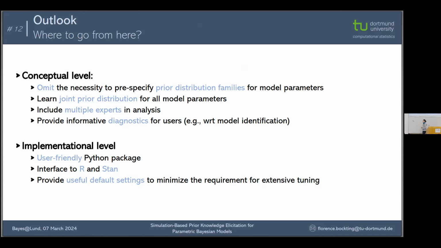And then it would be nice, of course, to have very useful default settings. The method is very flexible, and this is a nice thing, but it can be a burden. When, for example, the method is very new, you don't know how to really customize it. Then it's important to have useful default settings so that you don't have an extensive tuning phase, which is often also associated with machine learning methods.